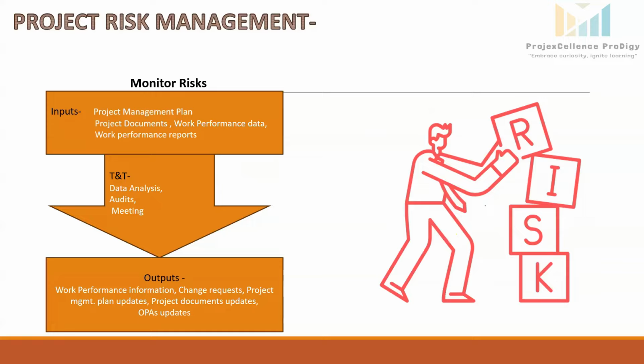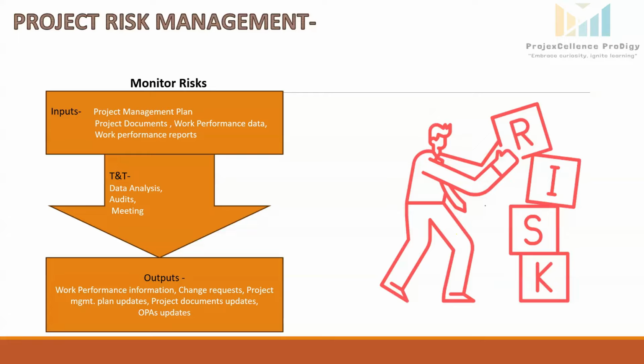Work performance data, it contains the project status, which include implemented risk responses, active risk, and closed out risk. Work performance reports, it provides analyzed data on project performance, including variance analysis, earned value, and forecasting, which are relevant for the monitoring risk performance.